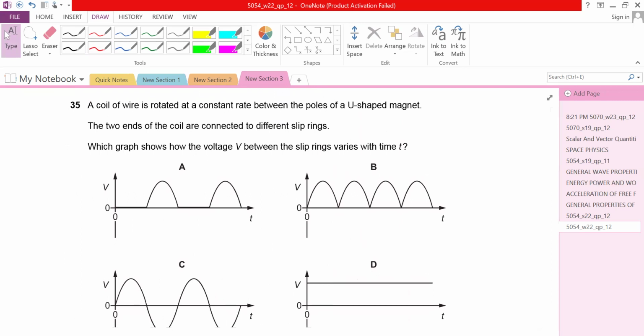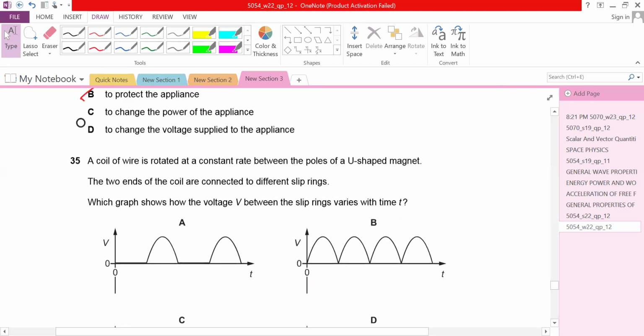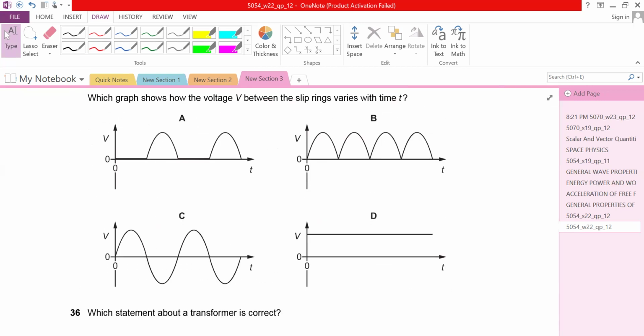Question number 35. A coil of wire is rotated at a constant rate between the poles of a U-shaped magnet. The two ends of the coil are connected to different slip rings. Which graph shows how the voltage between the slip rings varies from T1 to T2? Looking at the graphs, you can easily identify that option C is correct. They are talking about alternating current.